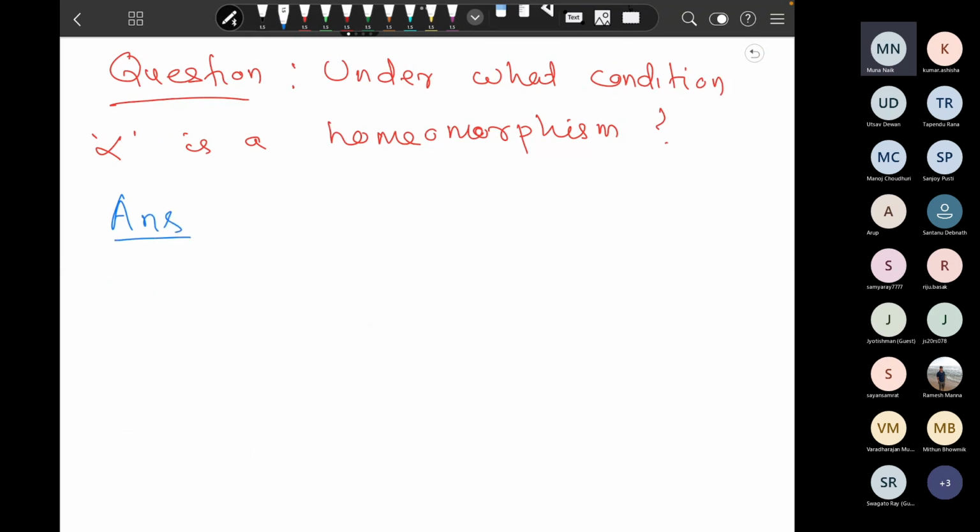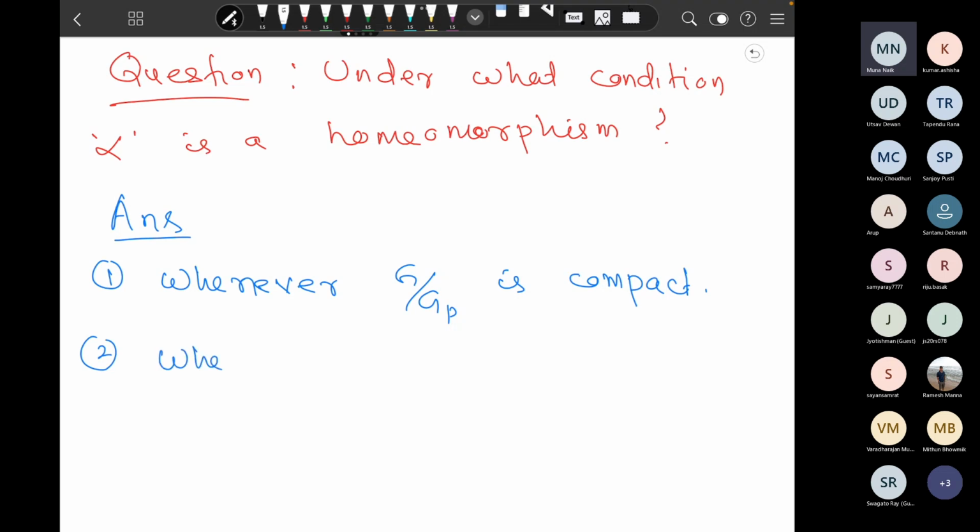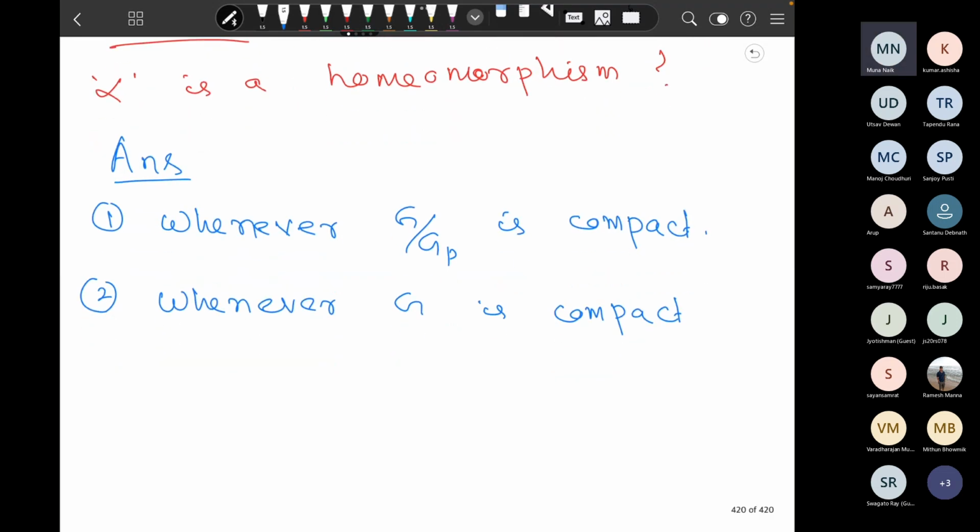So the answer, the first condition, is whenever G mod GP is really compact. There is a theorem which you already know for this. But we want some condition on G. Therefore, whenever G is compact, G mod GP is certainly compact, and therefore alpha is a homeomorphism. But this situation is very unlikely. So what one does is prove a theorem like this: whenever G is sigma compact.